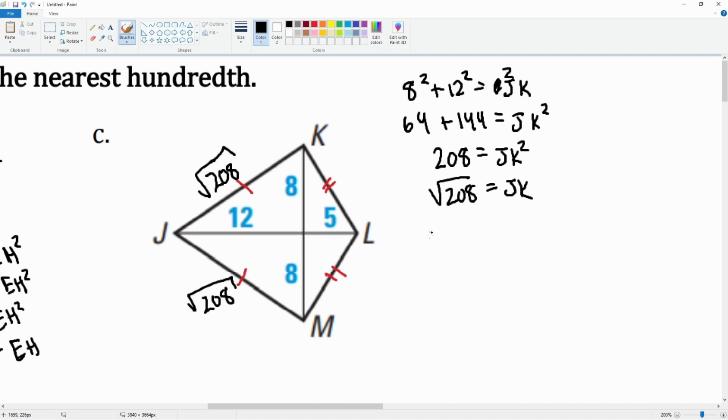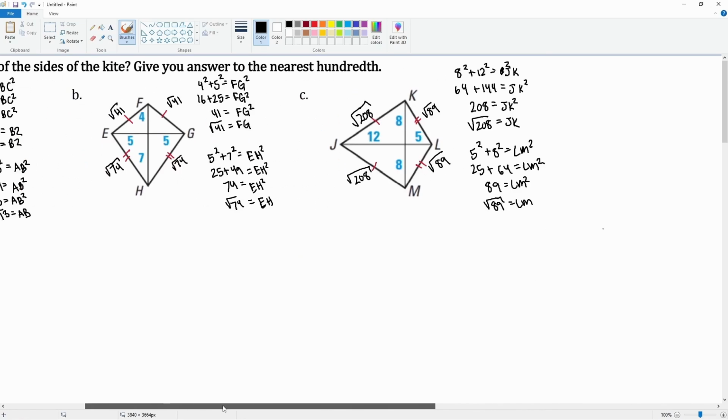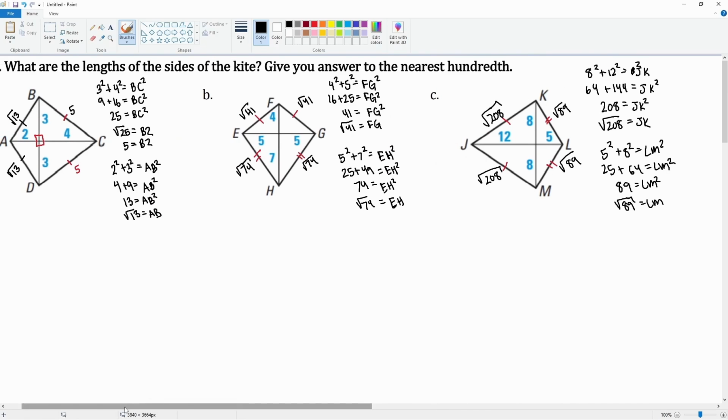All right, let's get the other one. We have 5 squared plus 8 squared is going to be equal to LM squared. 5 squared is 25. 8 squared is 64 is equal to LM squared. This becomes 89 is equal to LM squared. Square root both sides. You get LM is equal to square root 89. So there you go. That is how you find the side lengths of a given kite.